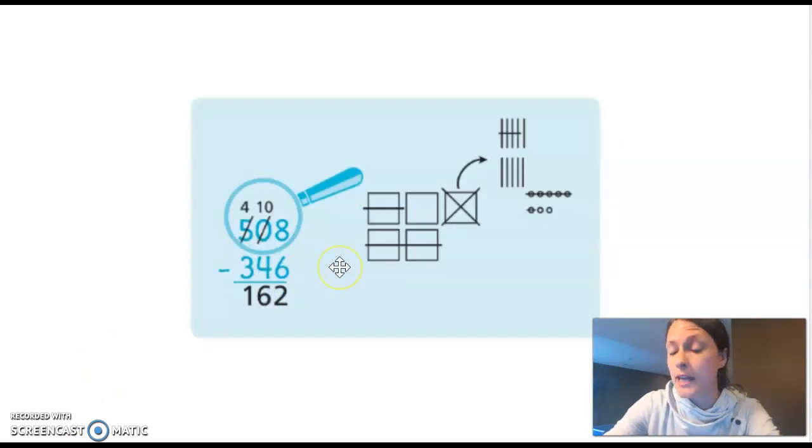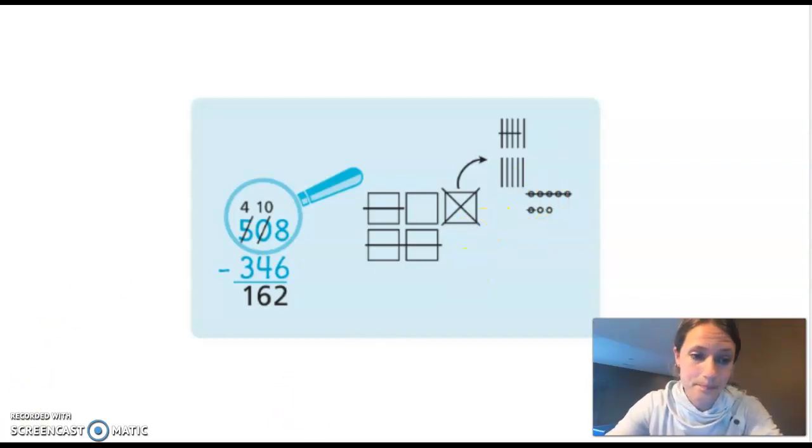Okay, so I know that I'm taking 300s away from 400s. So I crossed off my 300s here. And how many hundreds am I left with? 100. Now I'm taking 4 tens away from 10 tens. So I went over here and I crossed off my 4 tens. How many tens am I left with? 6 tens. So I put it here in the tens place. Okay, now I'm taking 6 ones away from 8 ones. So I took my 6 away and I'm left with how many ones?